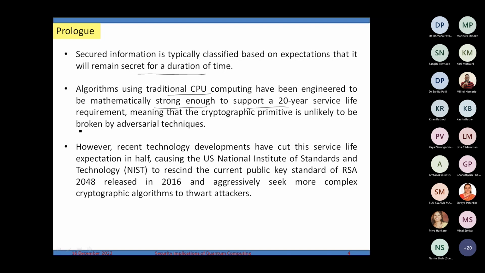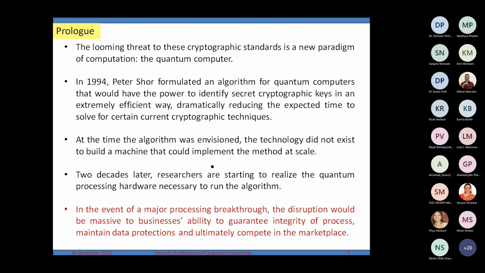All our traditional or conventional security algorithms, which use conventional classical computers, are built in such a way that communications and data are secure for a particular duration of time. However, the current developments, especially quantum computing, are making it so that even the algorithms that provide security will no longer be secure even for that duration. Why it is happening and how it is happening, we will see.